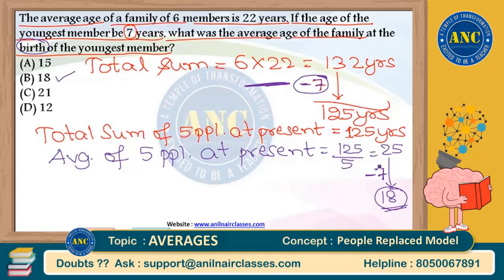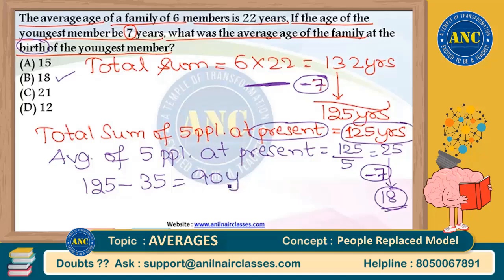Or if you do not understand this, why we subtracted at once here: total is 125 years of all of us 5 people at present. Subtract 7 of all the 5 people. 7 into 5, 35 subtracted. 125 minus 35 is 90 years. 7 years before our sum was 90. 90 by 5 is also 18, right, Divya? 90 by 5 is also 18. Whichever method you want, you apply.